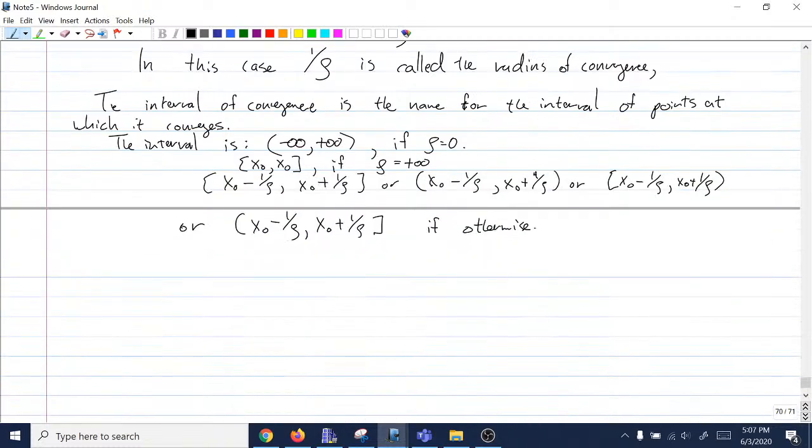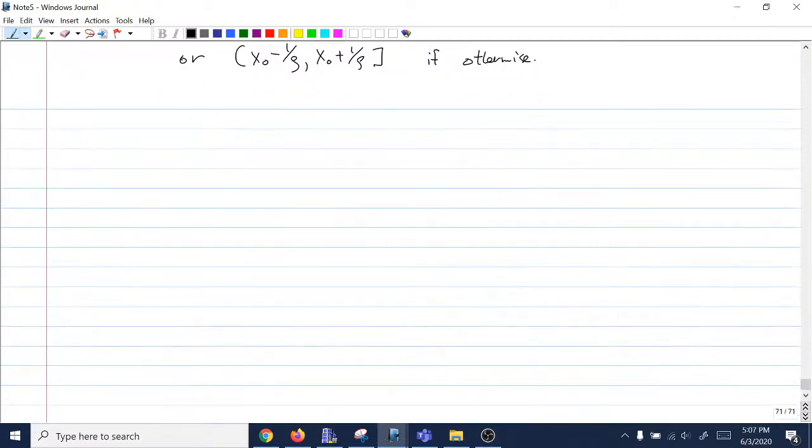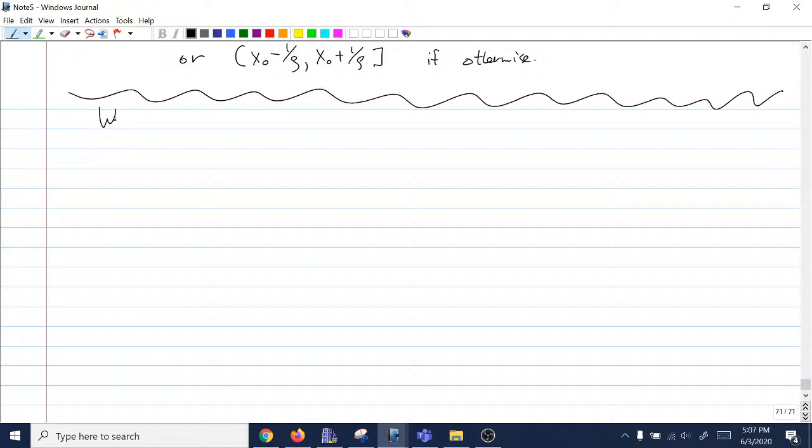I should do another example. Let's do the one that we just conjectured for e to the x. We guessed that e to the x was the sum of x to the n over n factorial. Is it?